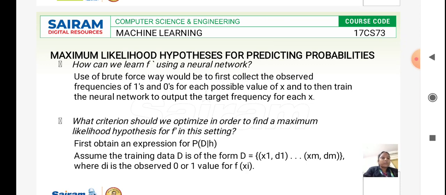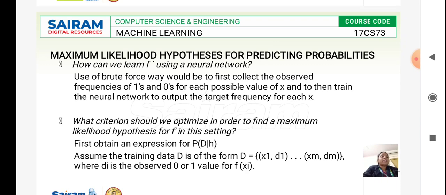We are going to analyze the frequency of occurrence of possibilities, and with the observed outcome, we are going to train our neural network. This is the concept we have in the maximum likelihood hypothesis. We are going to implement the probability concept. Here we are going to use the brute force concept for making the maximum likelihood hypothesis to occur.